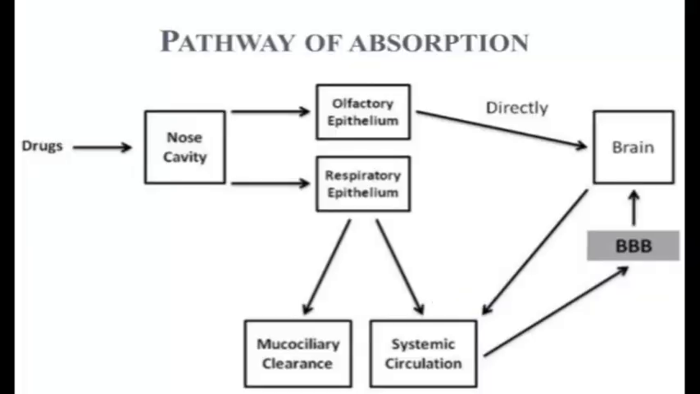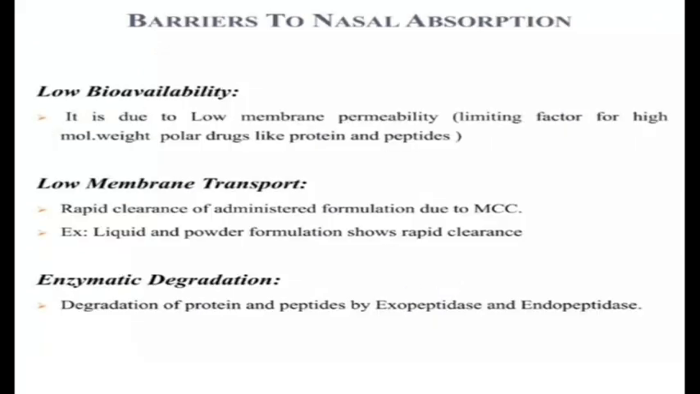Pathway of absorption. Drugs enter the nose cavity, then reach the olfactory epithelium or respiratory epithelium. The drugs which reach respiratory epithelium are again divided into mucociliary clearance and systemic circulation. Olfactory route directly reaches the brain. The systemic circulation reaches the blood-brain barrier and then reaches the brain.